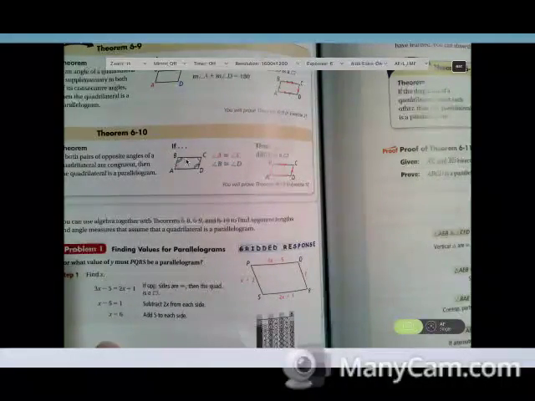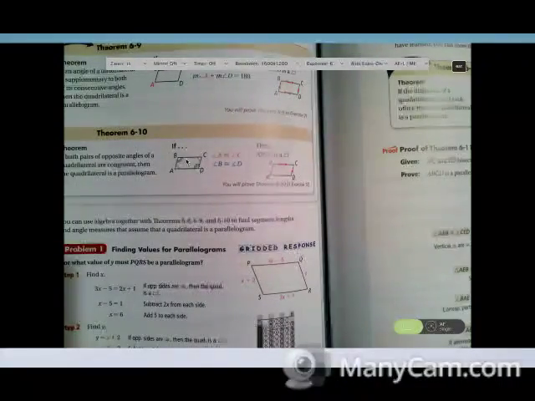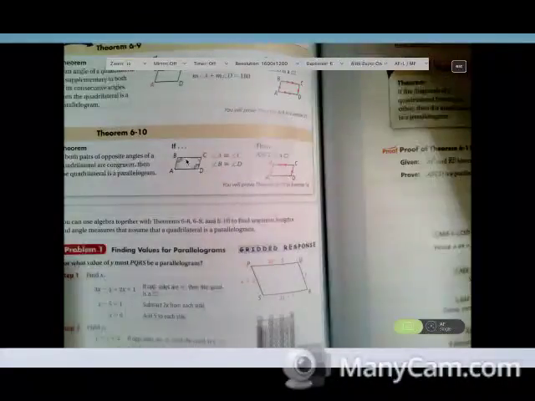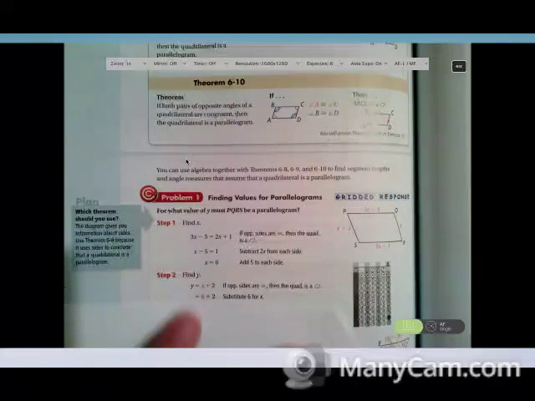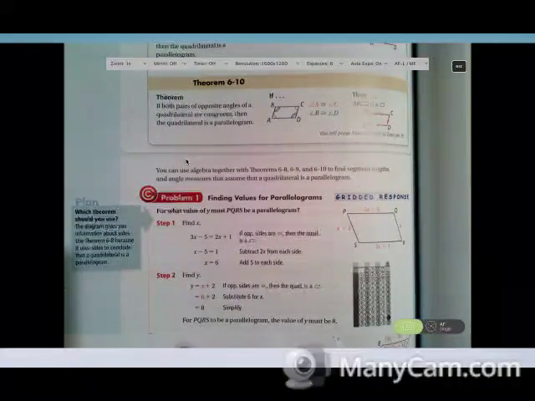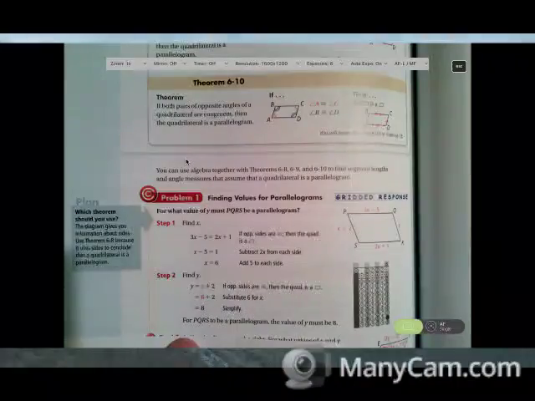So therefore, we found x, so that means these two sides have to be equal to each other. So that means that when we plug in x to y equals x plus 2, you get y equals 8. So therefore, for PQRS to be a parallelogram, y must be 8.